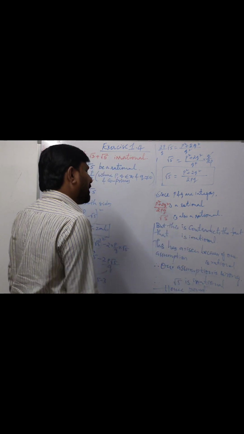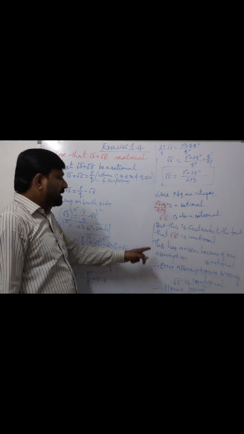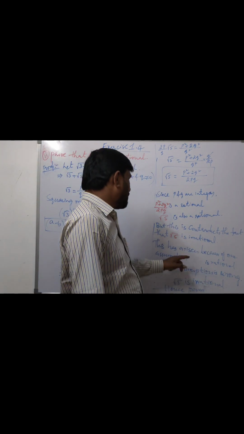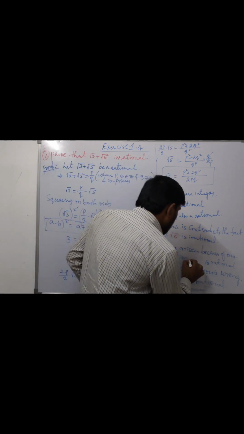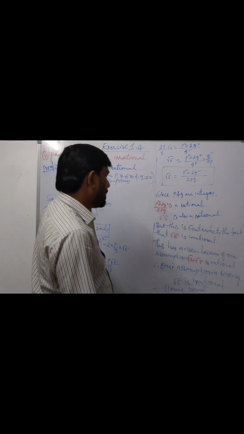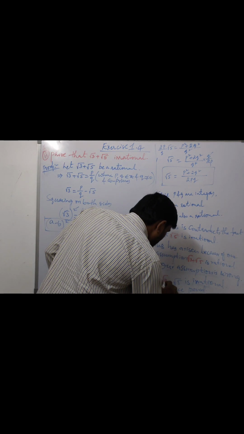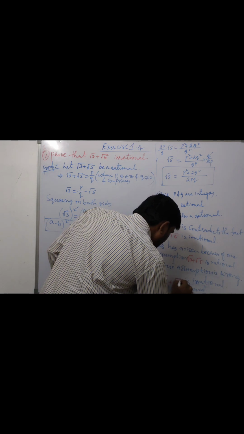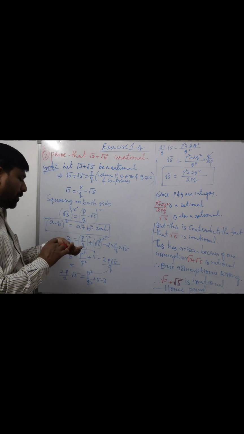But this contradicts the fact that root 5 is irrational. This has arisen because of our assumption. What is the assumption? Root 3 plus root 5 is rational. So our assumption is wrong. Then what is right? Root 3 plus root 5 is irrational. This is a very important problem.